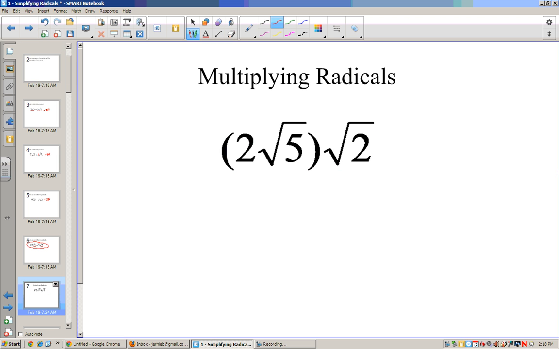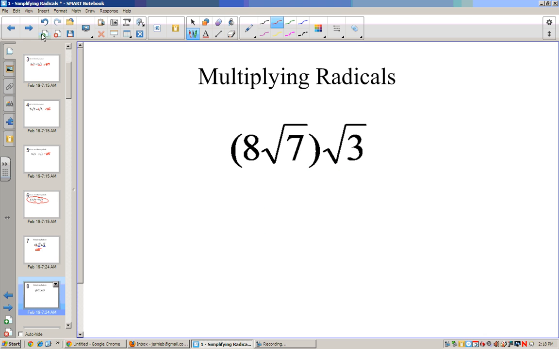When we multiply radicals, we can multiply things that are outside the square root with things that are outside the square root, and things that are inside the square root with things that are inside the square root. So 2 can't be multiplied by anything, but the 5 and the 2 could be multiplied together to get 10. So 2 times the square root of 10 is that answer. Similarly, 8 cannot be multiplied by anything, but root 7 times root 3 is root 21. So our answer is 8 times the square root of 21.